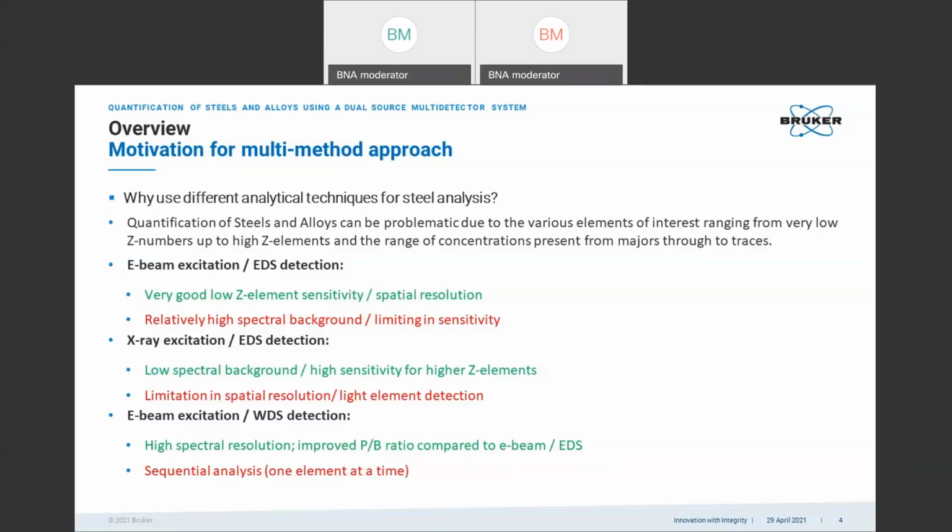X-ray excitation, on the other hand, has a low spectral background and thus has high sensitivity for high Z elements. However, it has limitations in spatial resolution and light element detection. And today we'll talk about E-beam excitation with WDS detection because it has high spectral resolution and improved peak to background ratio, especially compared to E-beam EDS. However, one of its limits is that it's a sequential analysis. So more about that later.